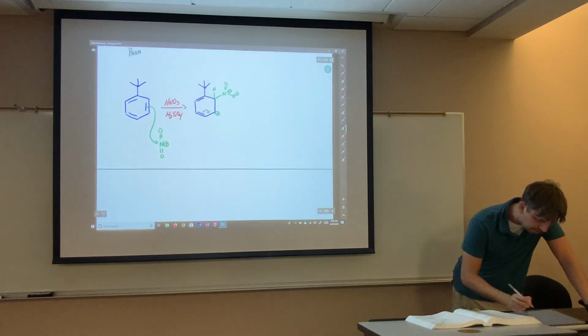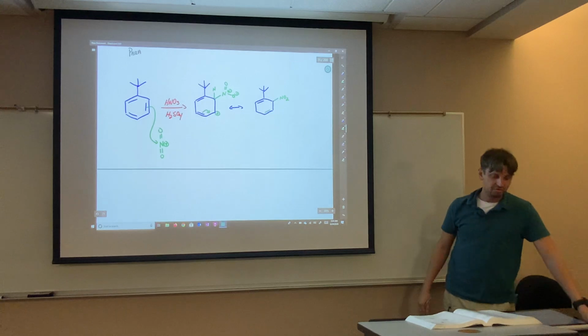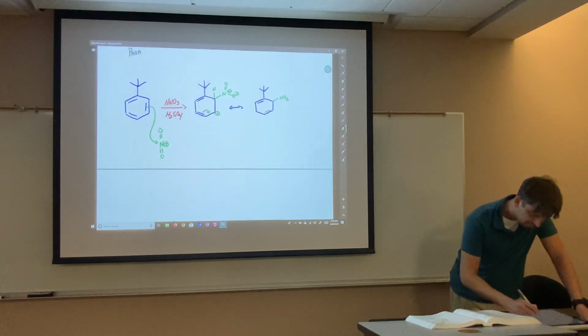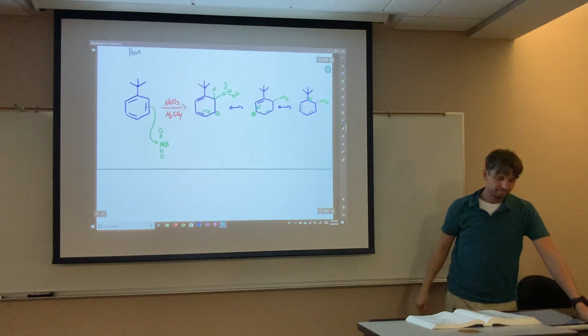Now, let's stabilize this by doing some resonance structures. Oops, got a little bit ahead of myself there. Okay, there's that. We moved this over here. I'm just going to abbreviate that as NO2 if you will allow me. All right. Have this over here now. Good. Let's see, everything should be in green. So we got green, positive charge there, NO2 there. Okay.